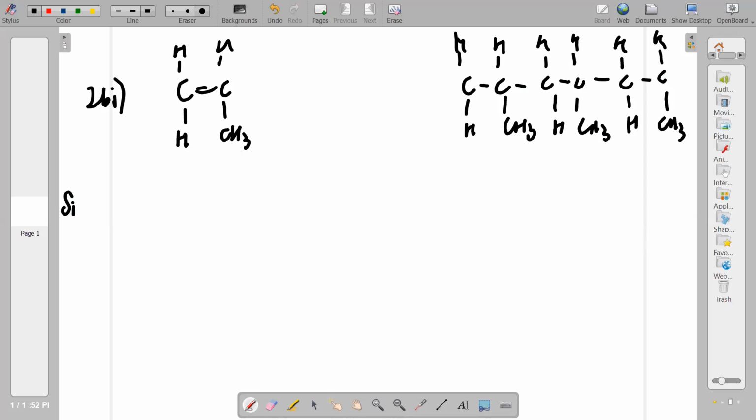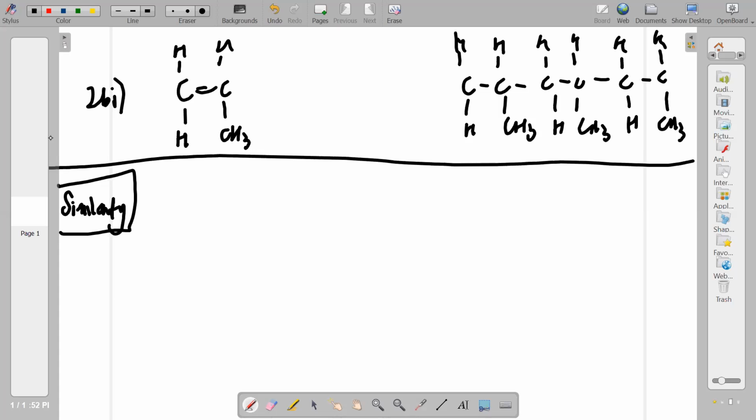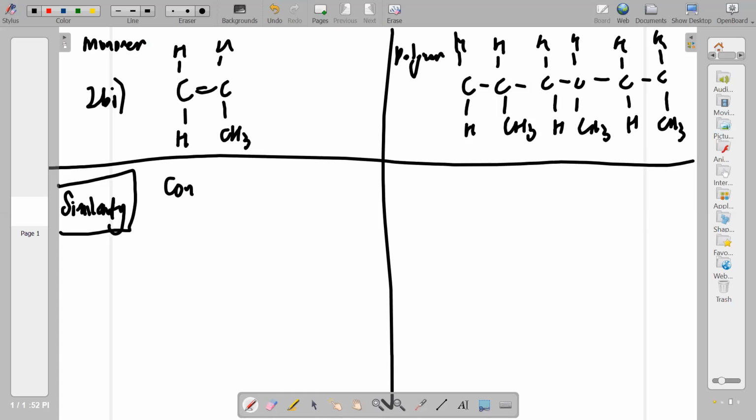Question number 1. What are the similarities? Can you all see very clearly what are the similarities between the first one, the monomer here, and the polymer here? I know I've already given the answer, but I wanted to show you very clearly. What are the similarities here? What do both of them contain? They have hydrogen and carbon. Okay, both of them contain carbon and hydrogen.